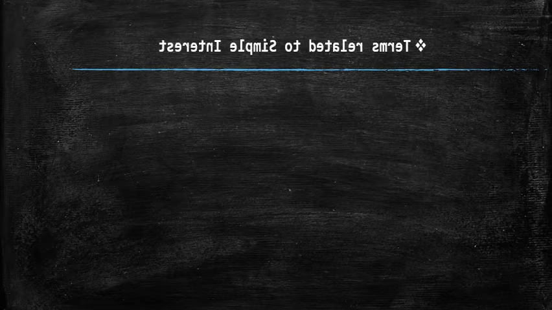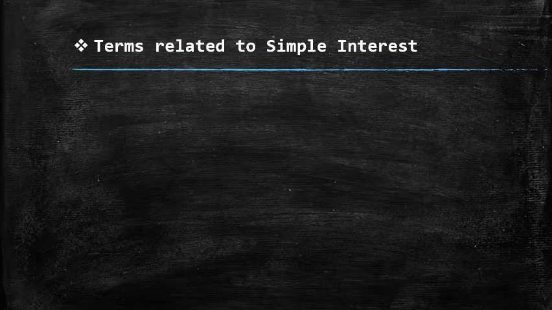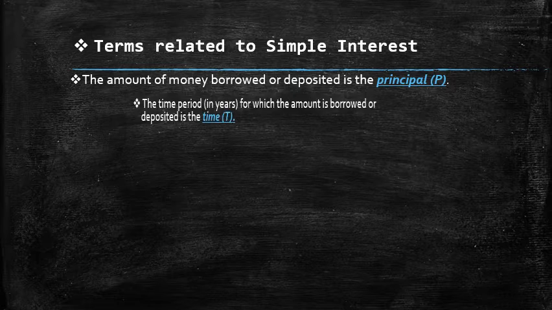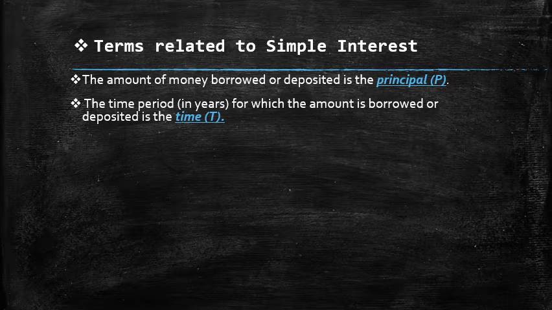You have already learned about simple interest in the earlier classes. Let us recall the terms related to simple interest. The amount of money borrowed or deposited is the principal. It's denoted with the symbol P. The time period in years for which the amount is borrowed or deposited is the time denoted by T.